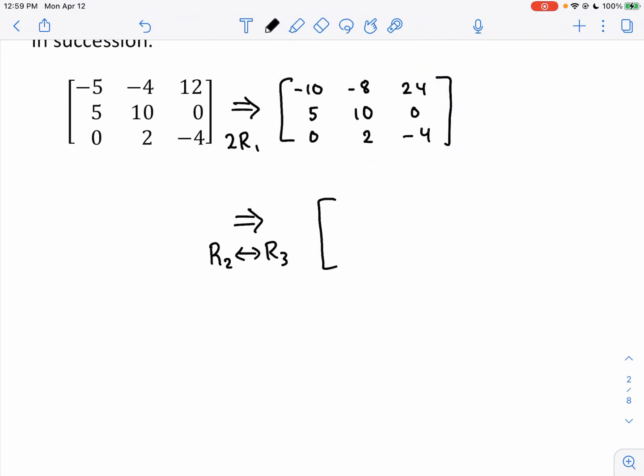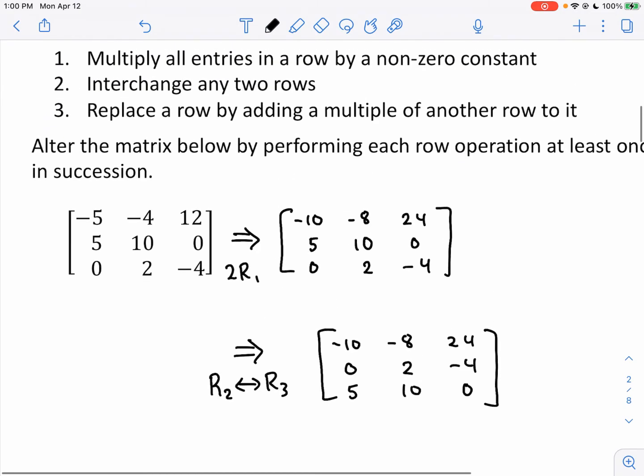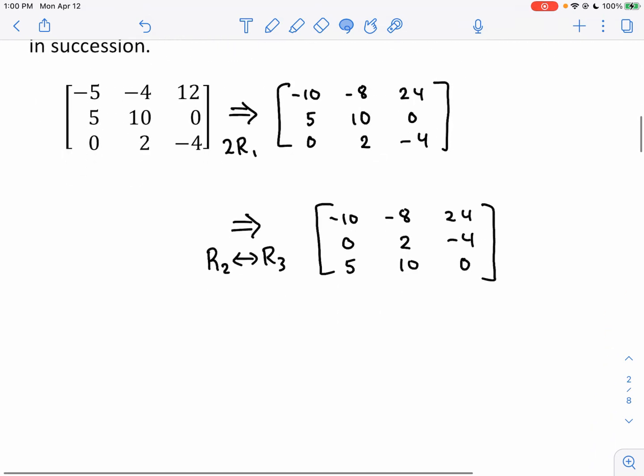So the first row we left unchanged, so I'll just leave that. But then we interchange rows 3 and 2. So row 3 is now row 2, and row 2 is now row 3. And then finally, we can do the third row operation, replace a row by adding a multiple of another row to it. For example, suppose I wanted to make that 0 by adding double 5 to it. I'm going to double 5 and then add that to negative 10.